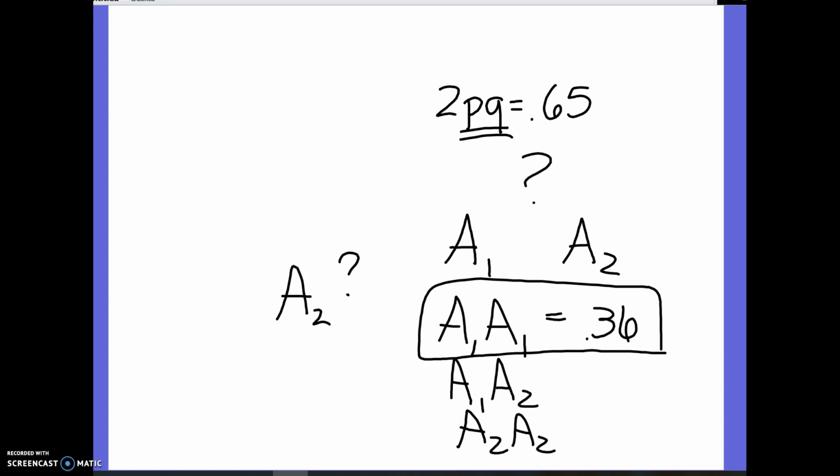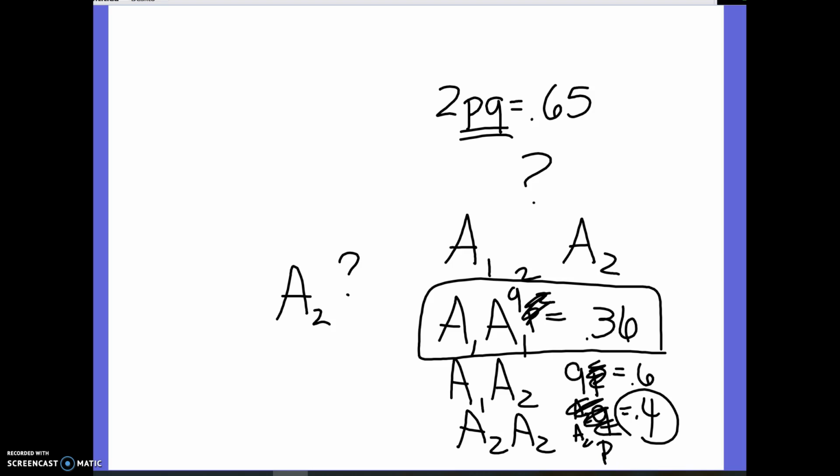I know that if I need to get A2, and let's make A1 P squared, then P would be the square root of this, which would be 0.6, and that would make Q, which in this case we're making A2, 0.4. If I made this Q squared instead, it's going to be the same thing. Then Q is going to be 0.6, and that means I'm making A2 P instead, which is still going to be 0.4. So if it's a case like this, you don't have to worry about which one you're going to make P and which one you're going to make Q. It's going to work out either way, as long as you're consistent with what letters you choose.